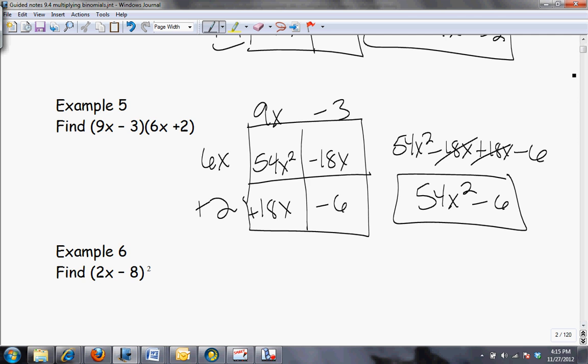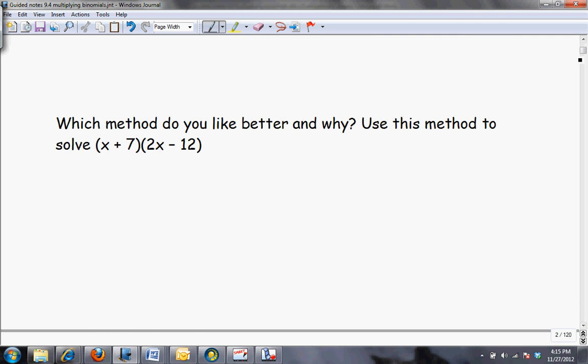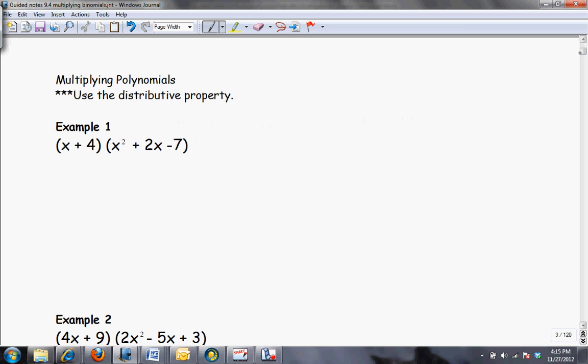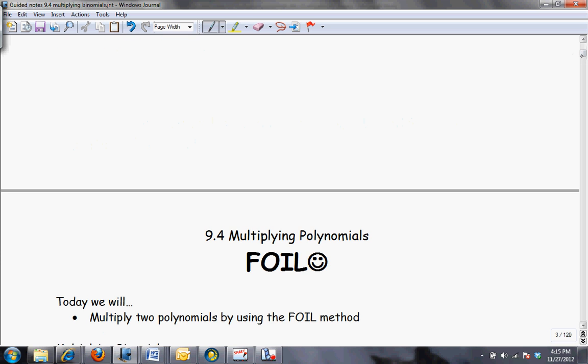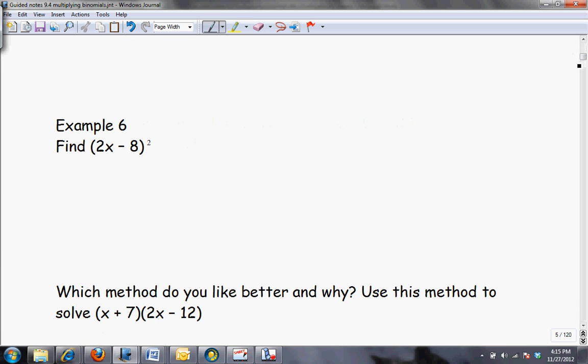All right, one more example. What is happening in life here? Wow. All right, where did my example 6? Okay, there it is. Let's just stay right there.